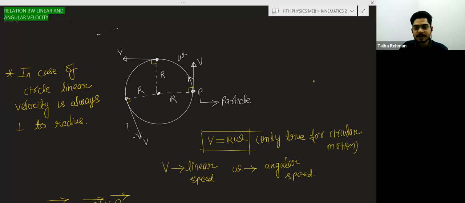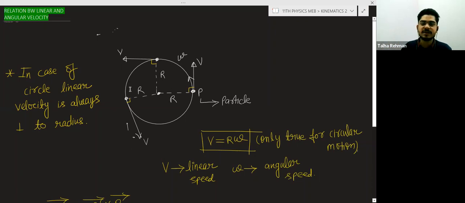So now you can see here at different points, I will discuss this once again when I discuss the acceleration. At different points, this particle is moving like this. At different points, the direction of the linear velocity is changing in case of the circular motion.